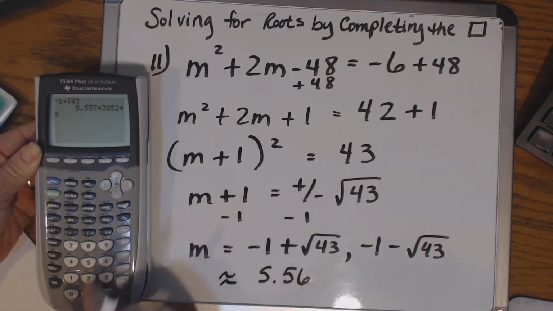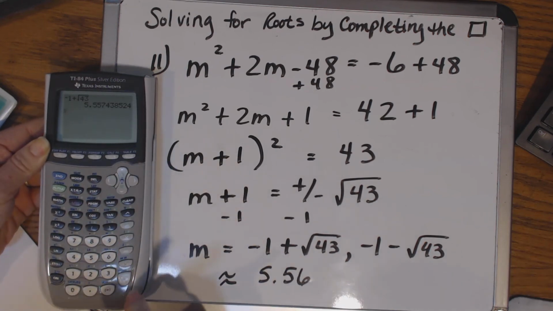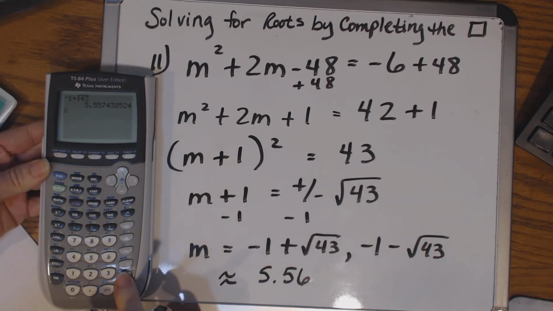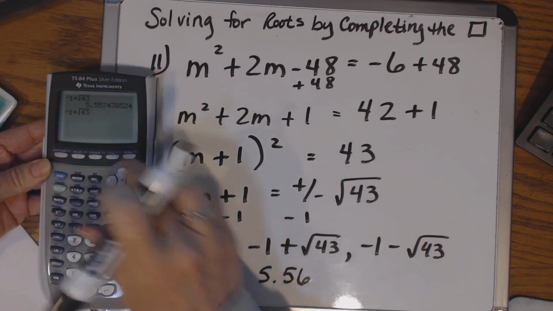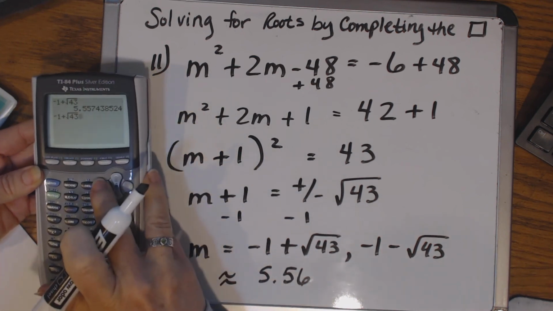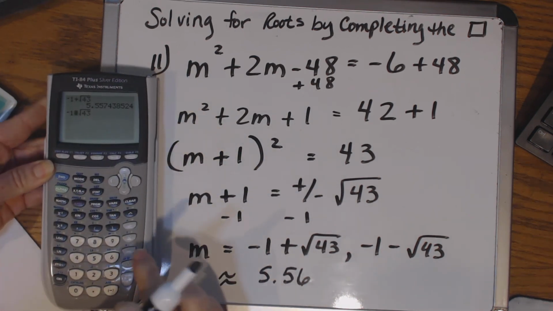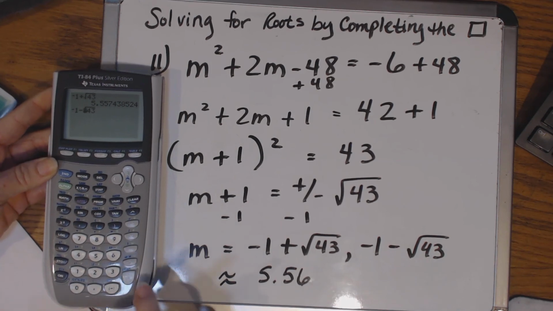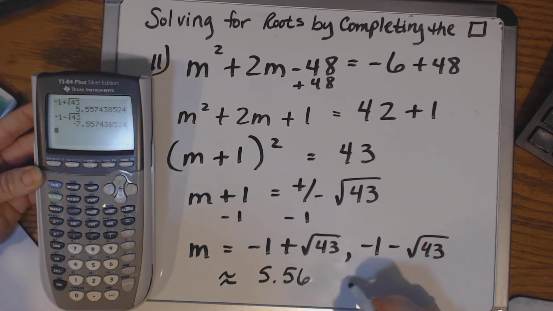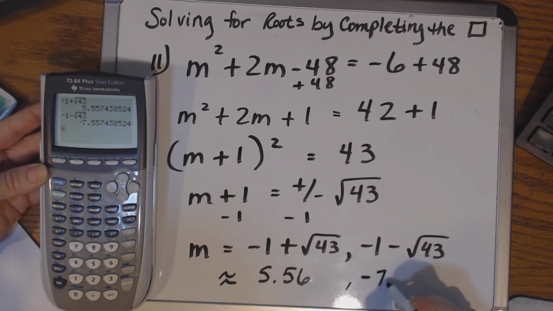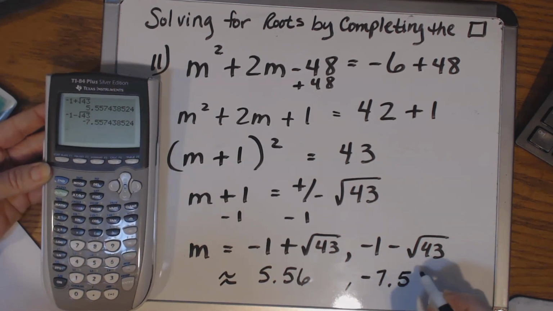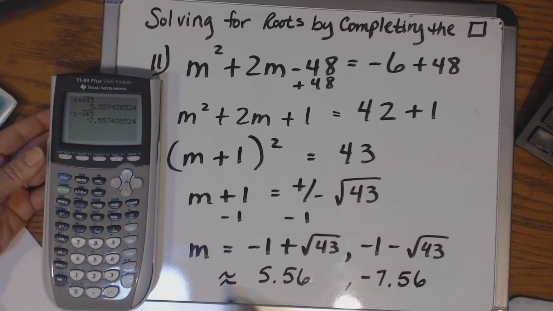Okay, and then with these graphing calculators, you can hit second function entry. That'll bring up the previous answer, and I'm just going to go over and change that plus sign to a negative sign, then I don't have to re-enter everything and hit enter again. And then I'm going to get my other answer here, negative 7.56. Okay, so these would be decimal estimate answers for this.